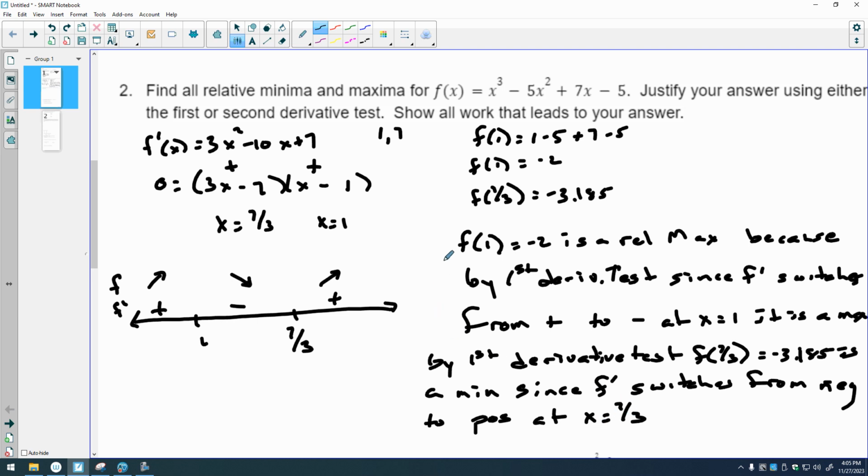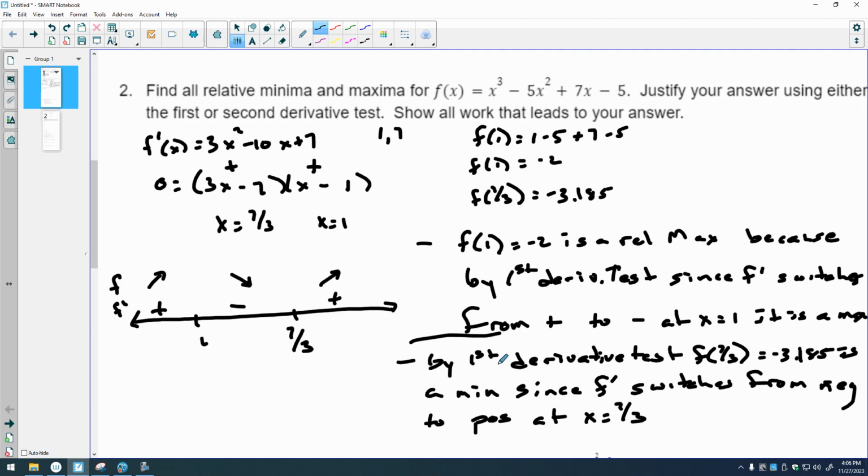Okay, so we have two statements. We have this one and we have this one. Worded a little different, but saying the exact same thing. You have to say what you know and how you know it. I know that this is a max by first derivative test because f prime switches from positive to negative. Be careful. Don't say that f prime switches from increasing to decreasing. It does not. F switches from increasing to decreasing. F prime switches from positive to negative.